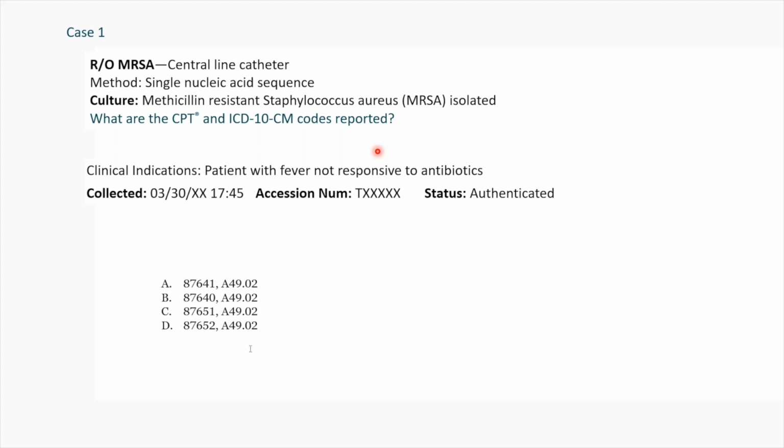Clinical indications: patient with fever not responsive to antibiotics. Collected 03/30, and the time is 1745. Assessment: status anticipated. Sorry, coders, your time starts now.